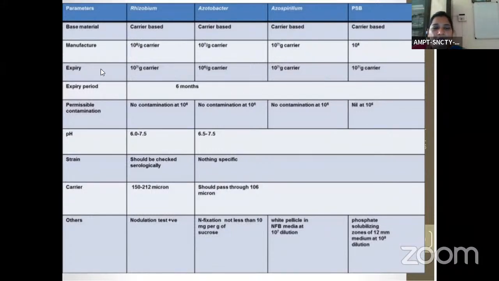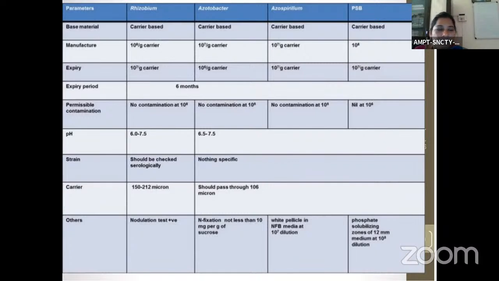Expiry is when the population size falls below 10 to the power of 5 or 4; within nearly 4 to 5 months, the population size will be reduced. Initially, when we prepare it, the population size should be 10 to the power of 7 colony forming units. Then permissible contaminants: no contaminants are allowed at the dilution of 10 to the power of 8. If we look at the 10 to the power of 5 dilution, it should not show any contaminants. No contaminants should be there in the biofertilizer preparation.